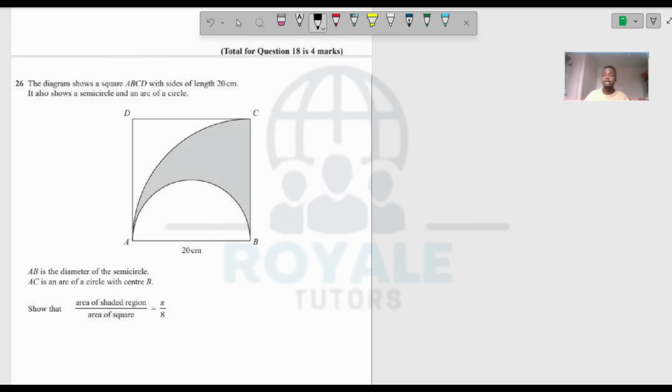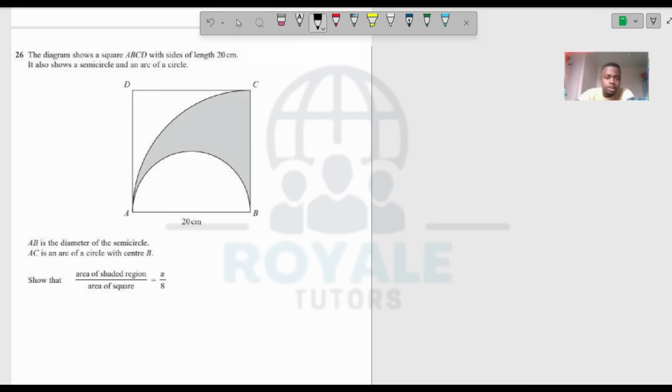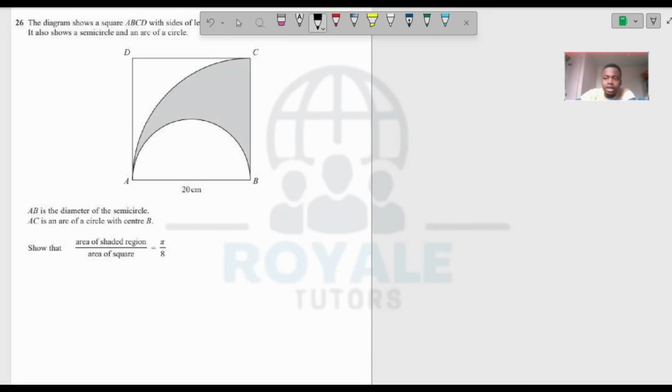So we need to find the area shaded, and we need to find the area of the square. If you look at this shape closely, you will see that to get the area shaded, I have two shapes. I have this one, which is mentioned to be the arc. However, it is a quadrant. A quadrant is what you get whenever you divide a circle into 4 parts. So the ABC that I joined together now is a quadrant. Then the semicircle is here.